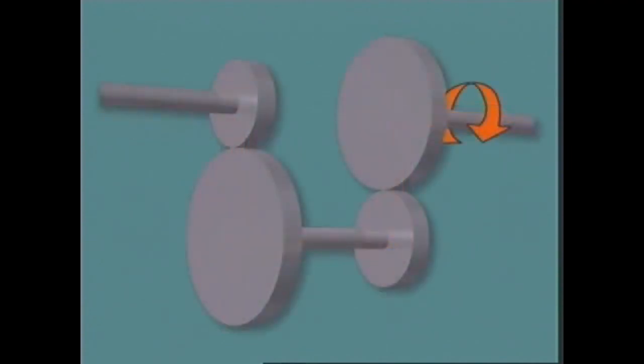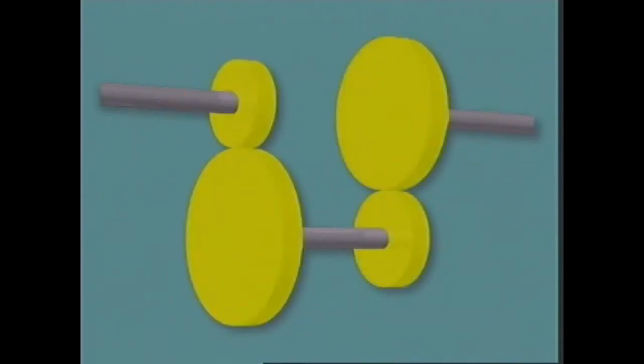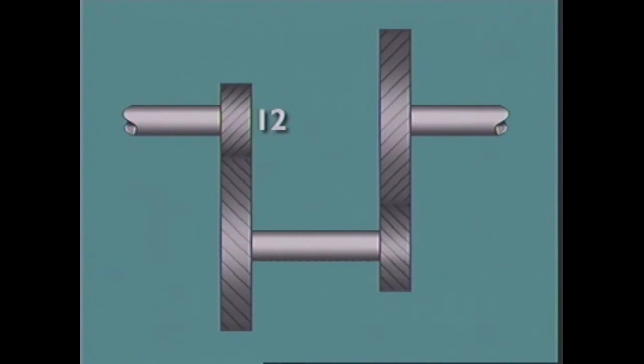The output turns in the same direction as the input, but at a reduced ratio, depending on the relative sizes of the gears. Since 2 pairs of gears are involved, their ratios are compounded or multiplied together. The input gear with 12 teeth drives its mating gear on the countershaft, which has 24 teeth. This is a ratio of 2:1.